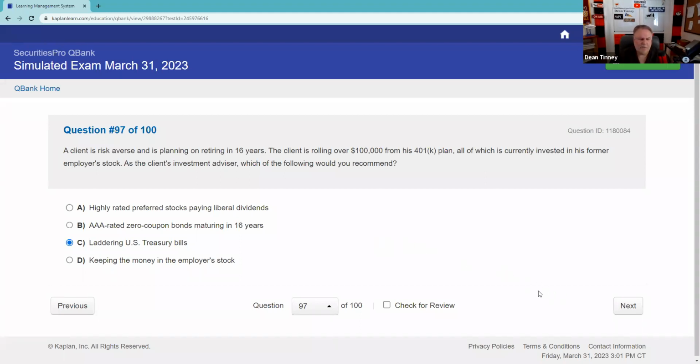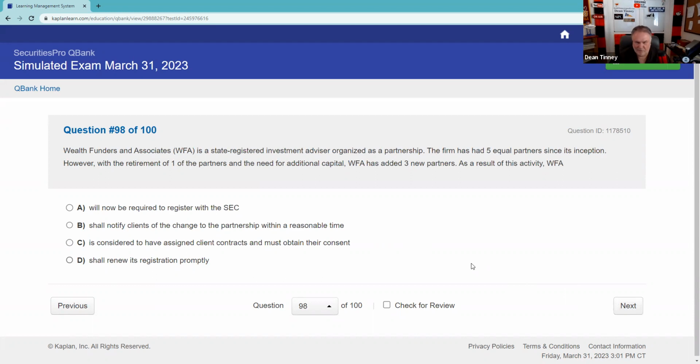And again, these are suitability judgment questions. I miss them all the time because it depends on who wrote the question and what they're looking at.